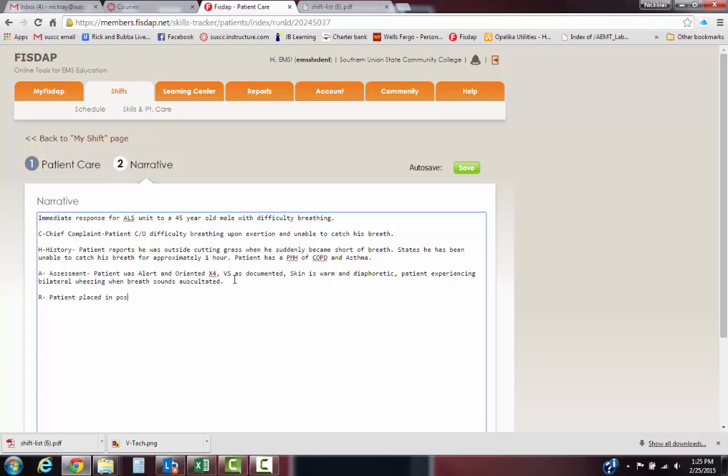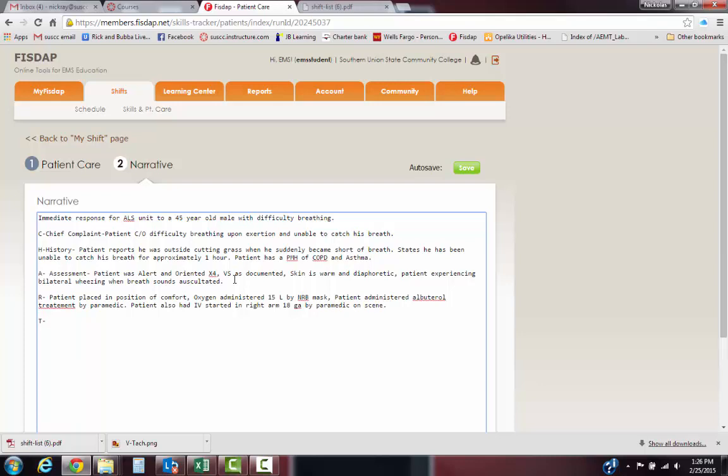Patient placed in position of comfort. Oxygen administered 15 liters by non-rebreather mask. Patient administered albuterol treatment by a paramedic. You can still include information that is done for the patient. Even if you didn't do it, you just need to specify who did it. Patient also had IV started in right arm, 18 gauge by paramedic on scene.